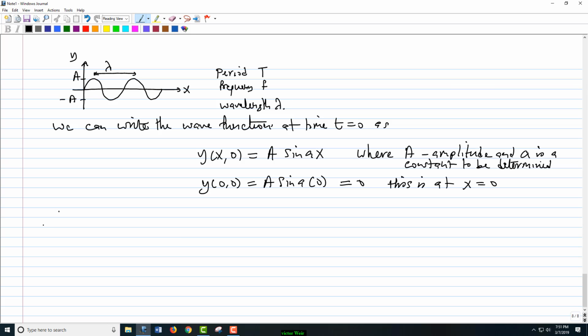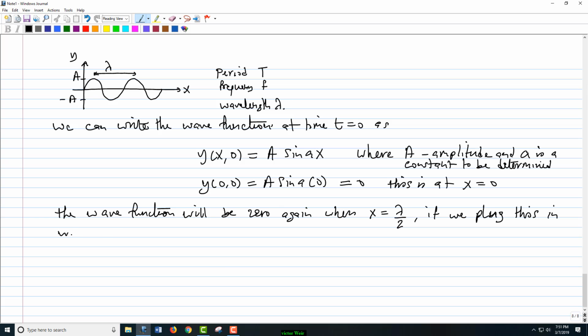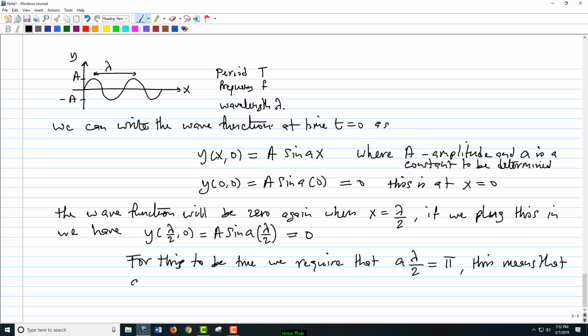So the wave function will be 0 again when x is equal to lambda over 2. So if we plug this into the formula, we have y(lambda over 2, 0) given by A sin(a · lambda over 2). This is equal to 0. Now, in order for this to be true, a lambda over 2 should be equal to pi, and this means that a is equal to 2 pi over lambda.